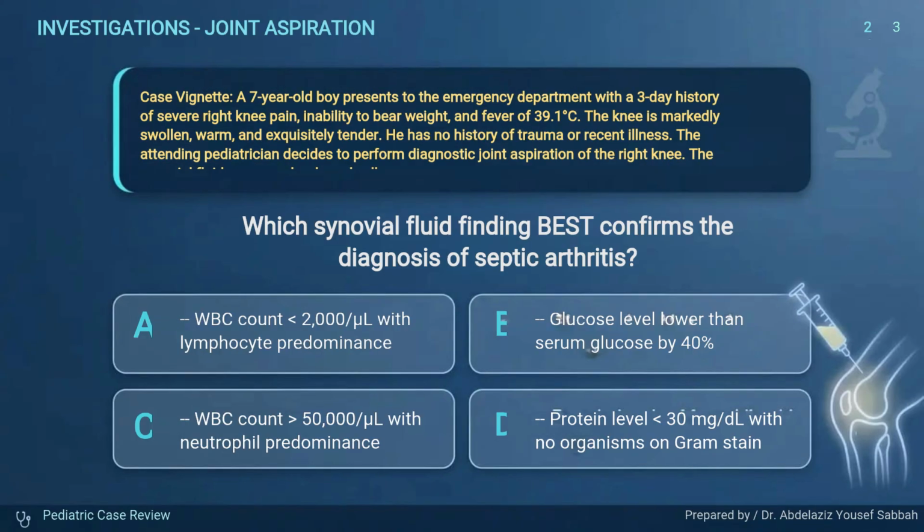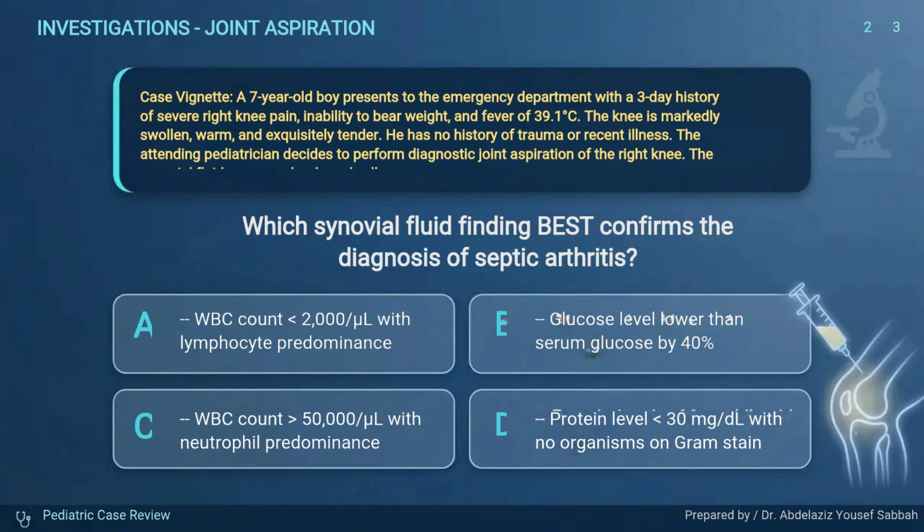Case 12. A 7-year-old boy presents to the emergency department with a 3-day history of severe right knee pain, inability to bear weight, and fever of 39.1 degrees Celsius. The knee is markedly swollen, warm, and exquisitely tender. He has no history of trauma or recent illness. The attending pediatrician decides to perform diagnostic joint aspiration of the right knee. The synovial fluid appears cloudy and yellow. Which synovial fluid finding best confirms the diagnosis of septic arthritis?